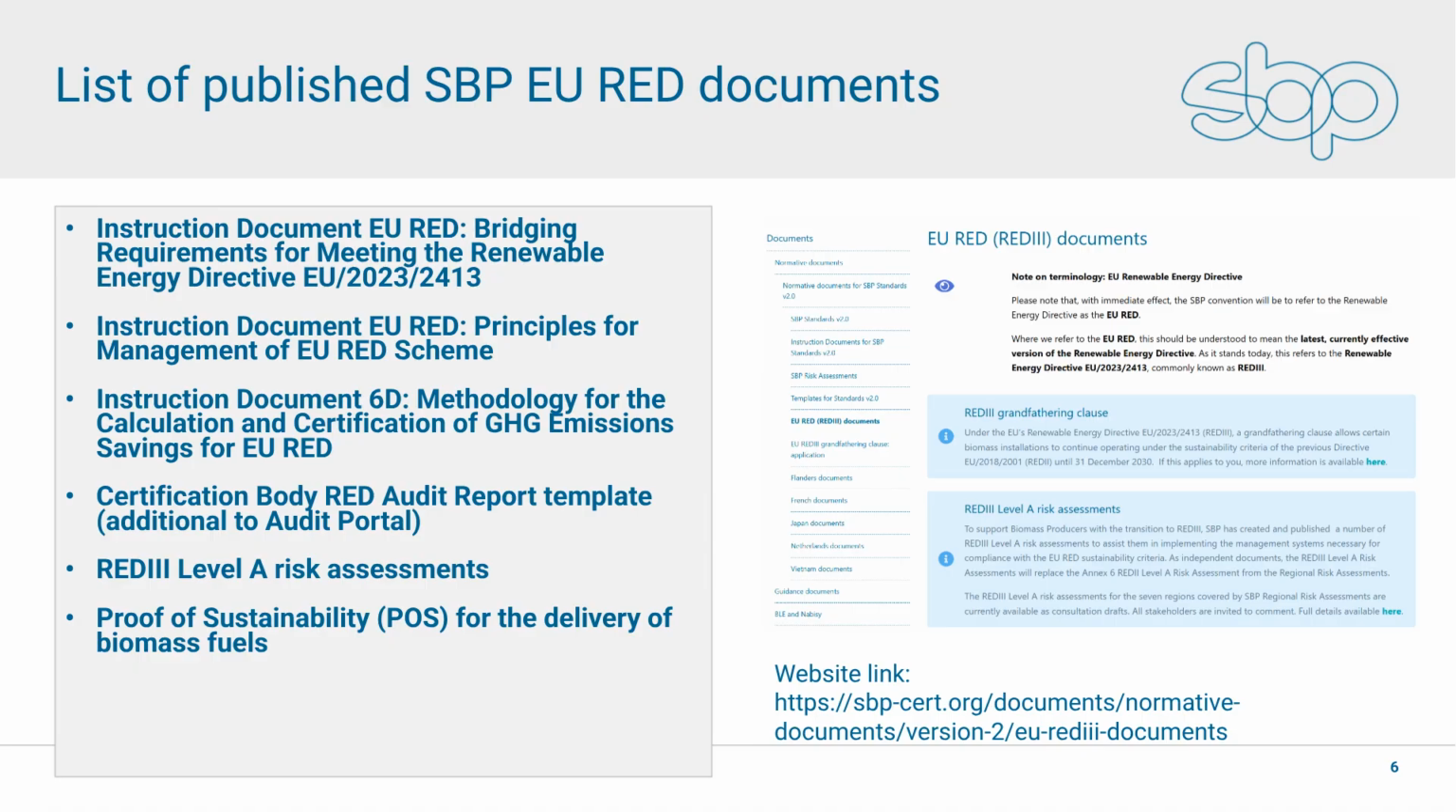First, the instruction document EU RED, bridging requirements for meeting the Renewable Energy Directive EU 2023-2415. This is the main document in the SBP EU RED solution. It contains the glossary, sustainability requirements, chain of custody requirements, certification body requirements, guidance for level A and level B risk assessments, and other specific EU RED provisions. We will come back to this document later in the module.